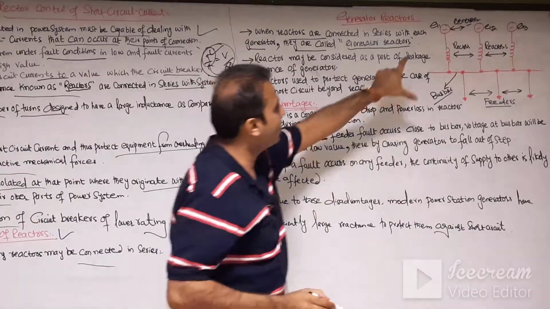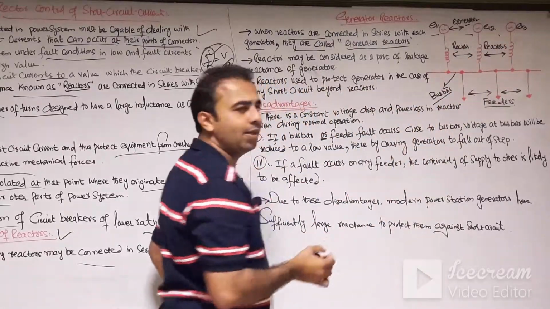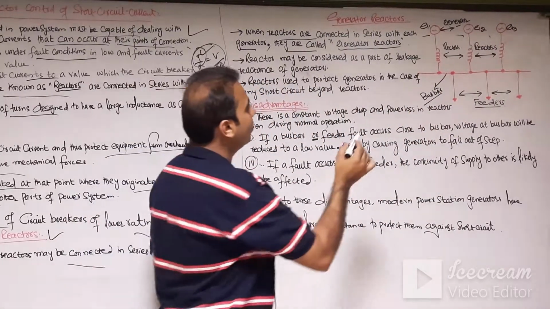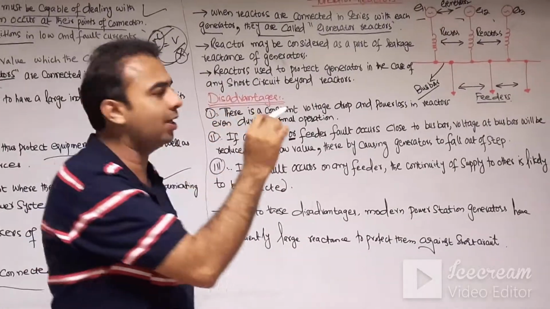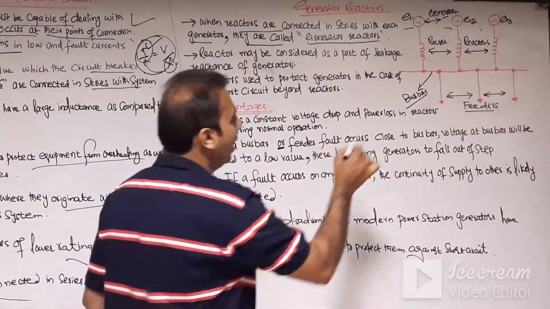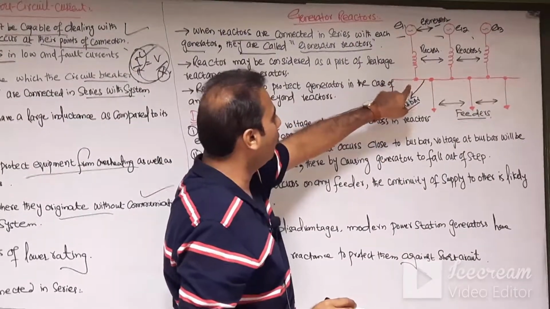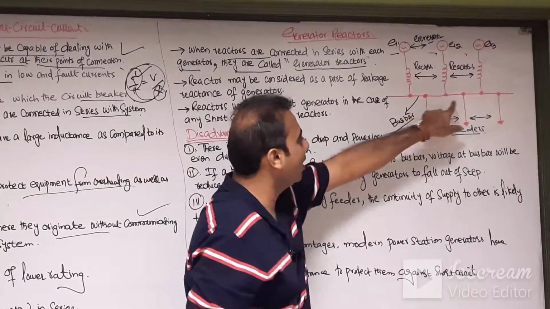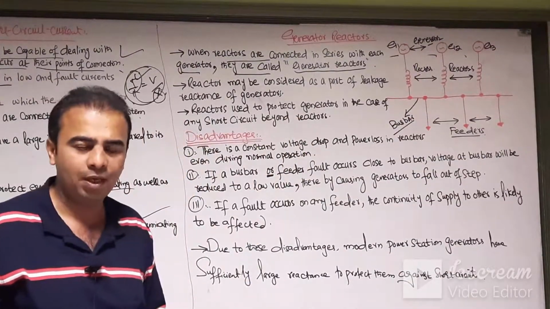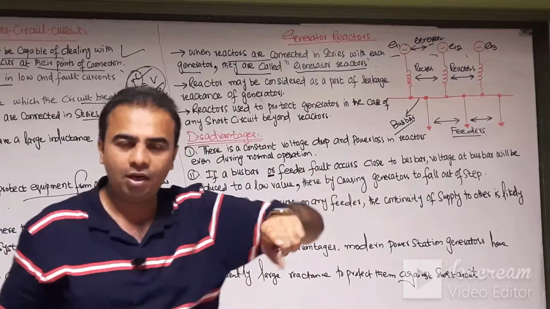As you can see in this diagram, consider these are the three generators G1, G2 and G3, and each generator has its own reactor connected in series, and this is the main bus bar. Generators are supplying the power to that main bus bar, and the feeders are connected with the main bus bar. So what are the generator reactors?